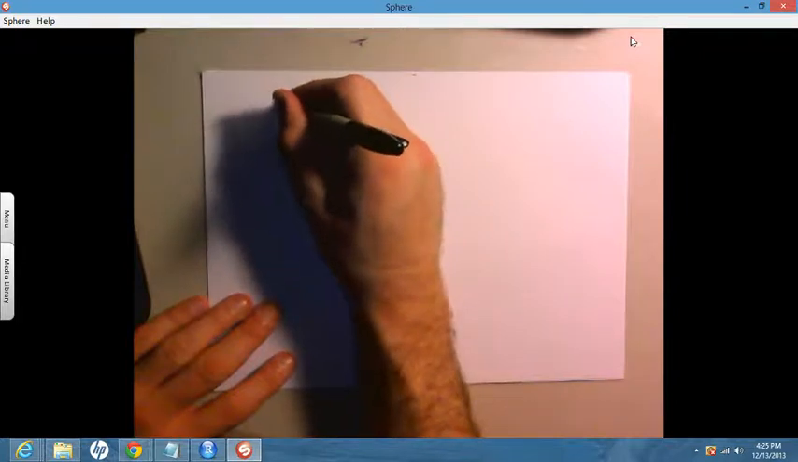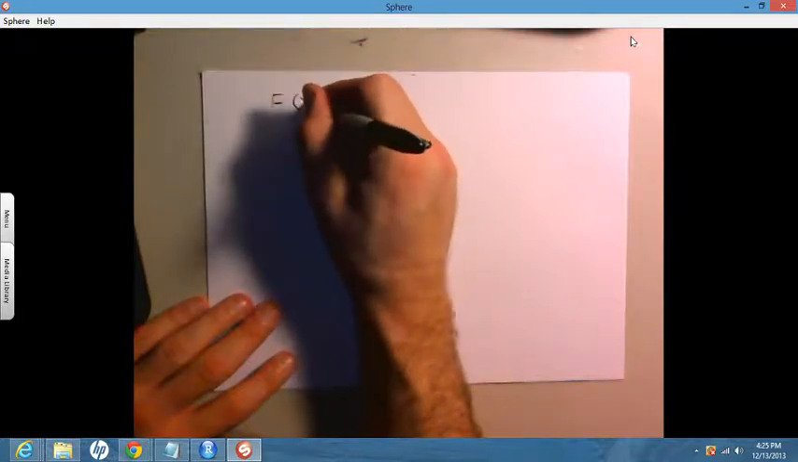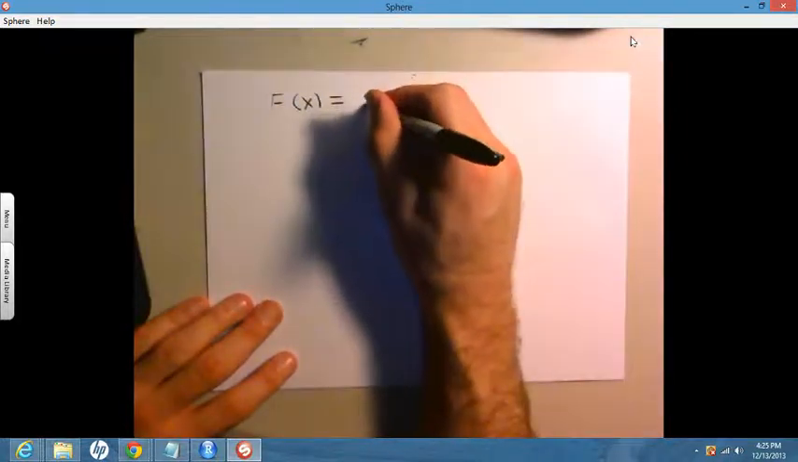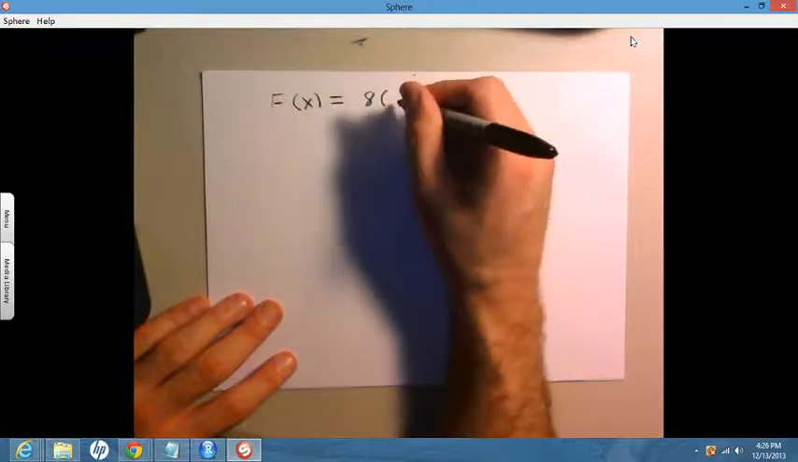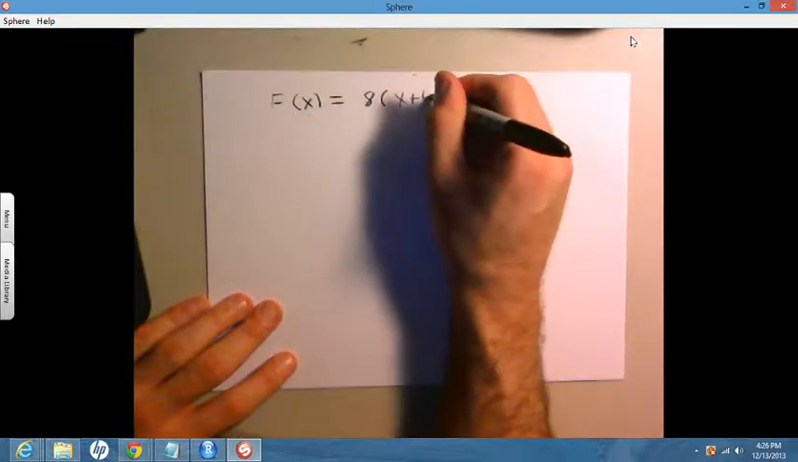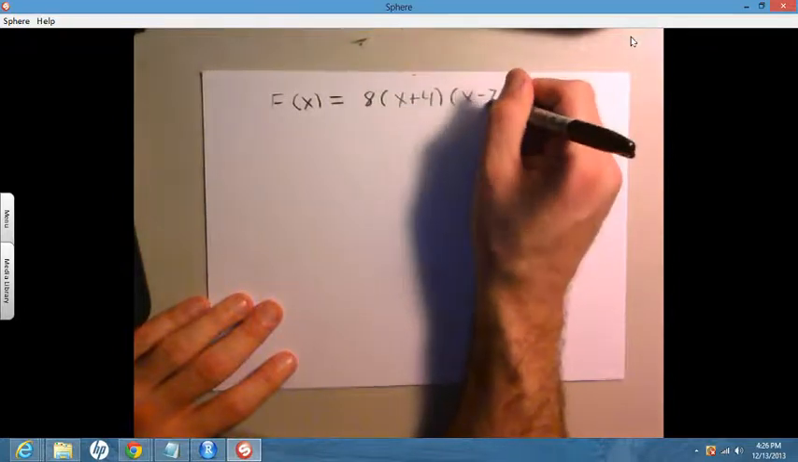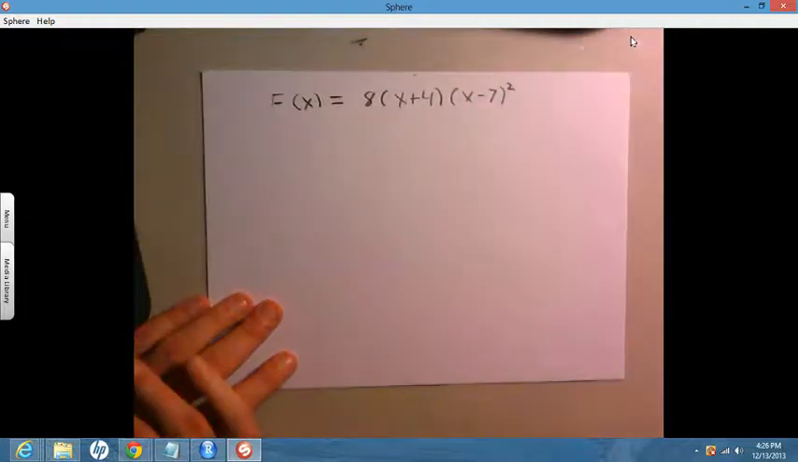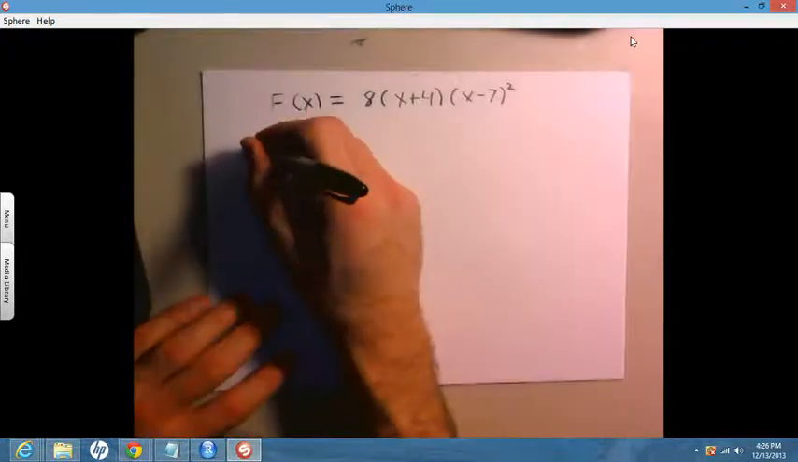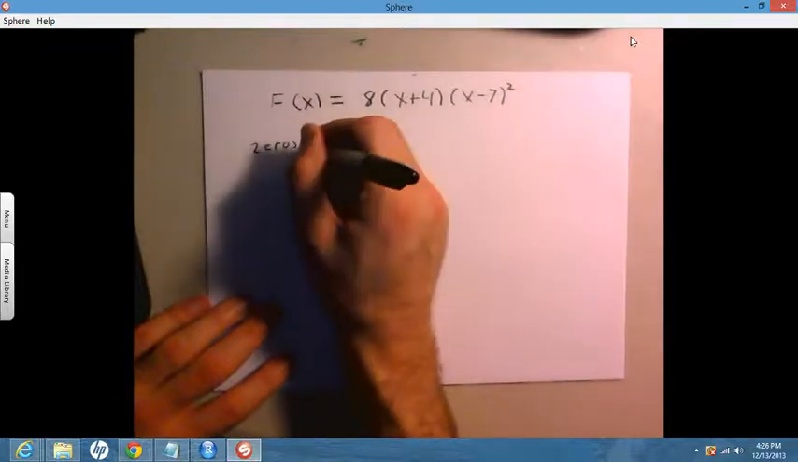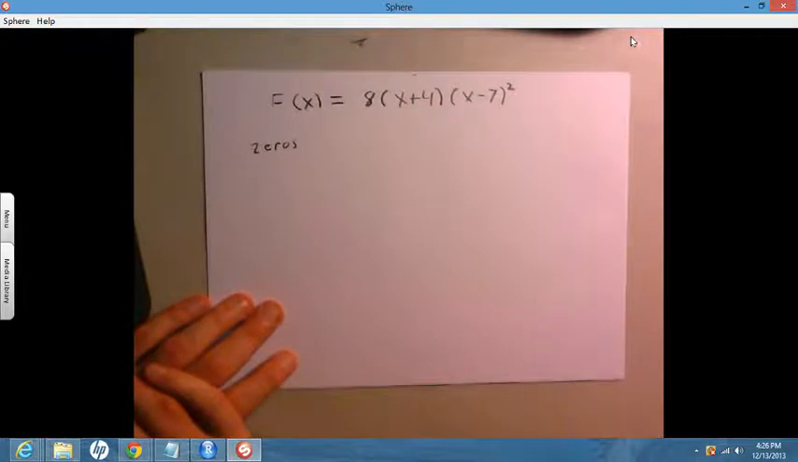So we're going to look at f of x is equal to 8 times x plus 4 times x minus 7 squared. Okay? So what we want here is, first of all, our first objective is going to be to find the zeros. And for that, I'm going to take my factors and set them equal to 0.